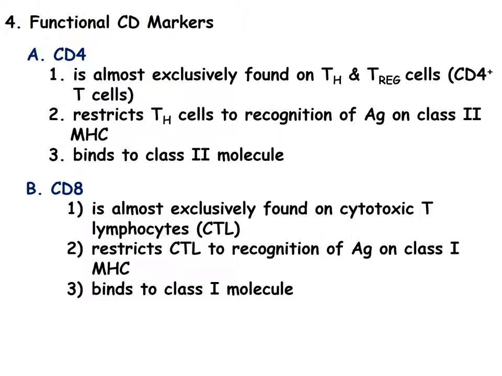Now, the problem with lymphocytes is you can't tell one from the other. You can't tell a B cell from a T cell if they're naive and they haven't been activated. And even when they've been activated, you can't tell a B from a T or a CD4 from a CD8.